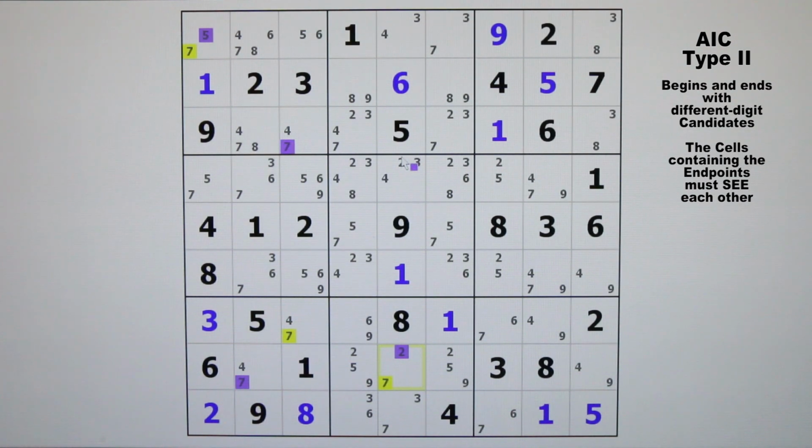Now up to this 2 is a strong link because there are only 2 2s in column 5. And then the next link only needs to be weak. So from this 2 to this 2 is a weak link. To the 5 is a strong link because it's a bi-value cell. And then across to this 5 is a weak link because there are many 5s in row 4. And that's all we need is a weak link. And then the chain is going to end on this 7, which is a strong link.